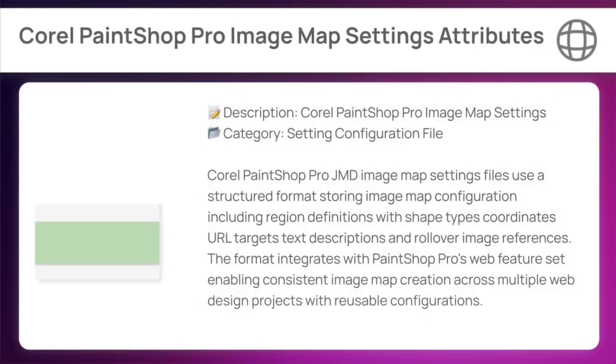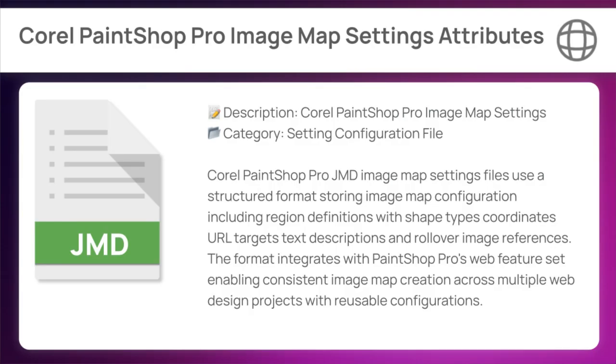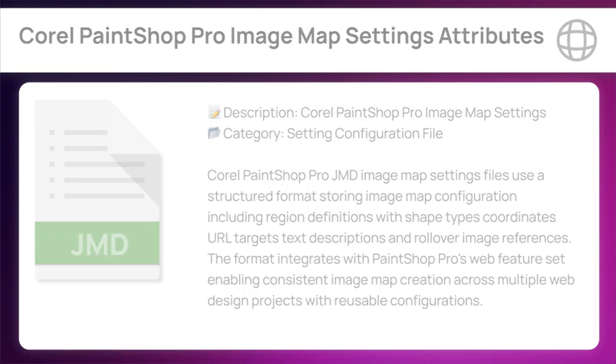Corel PaintShop Pro JMD image map settings files use a structured format, storing image map configuration, including region definitions, with shape types, coordinates, URL targets, text descriptions, and rollover image references. The format integrates with PaintShop Pro's web feature set, enabling consistent image map creation across multiple web design projects with reusable configurations.